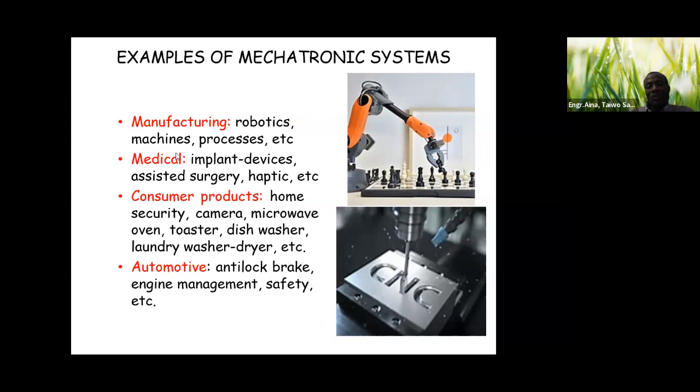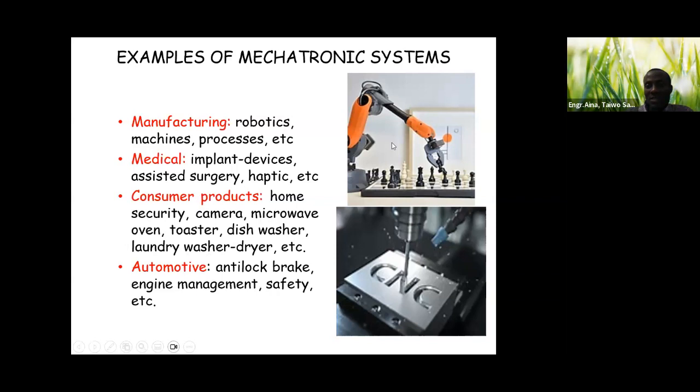Then in terms of consumer products, we have home security, we have cameras, we have microwave ovens, we have toasters, we have dishwashers, laundry washers, dryers, and what have you. Then also in automobile or automotive, we have anti-lock brake, we have engine management, and so on and so forth.